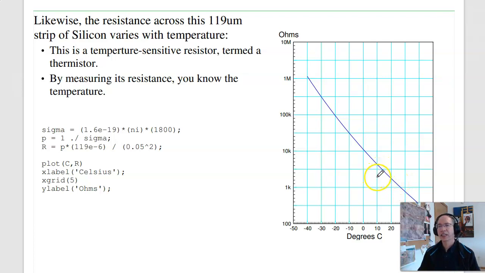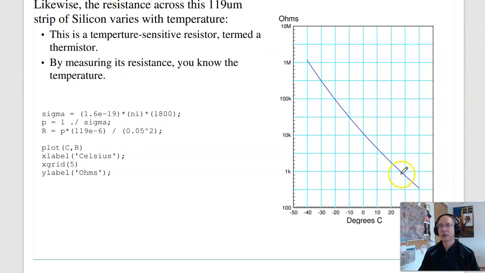As I heat up the thermistor, the resistance drops, and again, it's not subtle. I'm going from like 1 kilo ohm down to 500 ohms, down to 100 ohms. It's a big change.